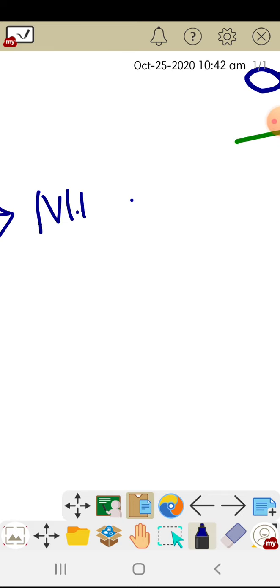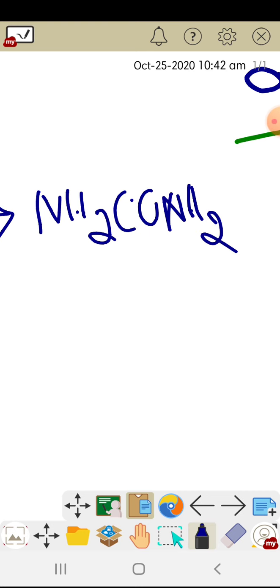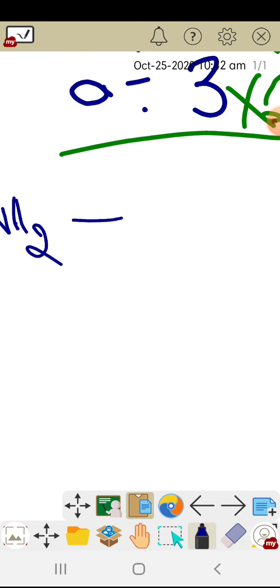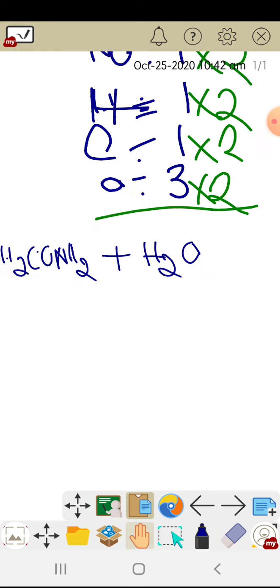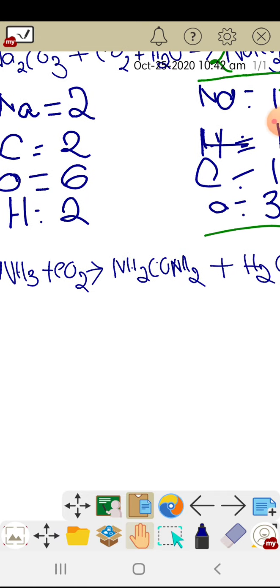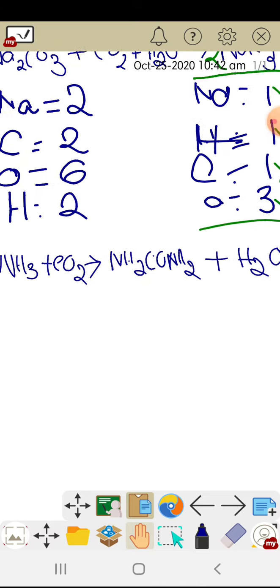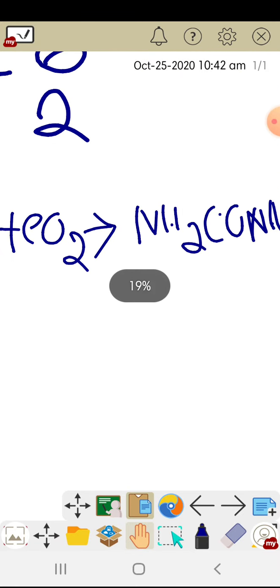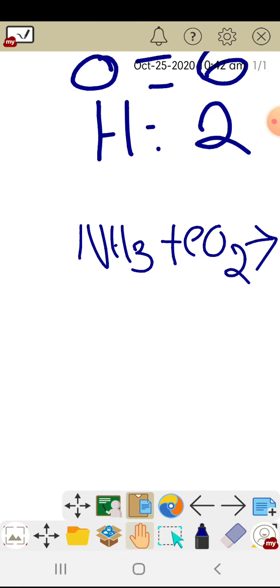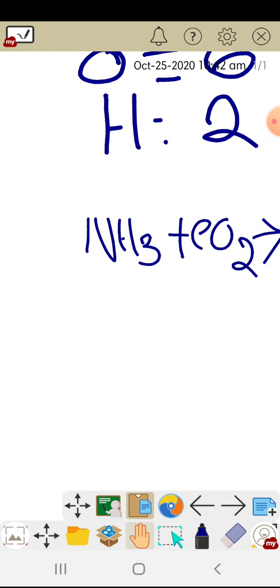NH2CONH2 plus H2O. This is a reaction. Zooming out, NH3 plus CO2 gives NH2CONH2 plus H2O. This is the reaction for the formation of urea. It is a fertilizer. Okay, moving on.